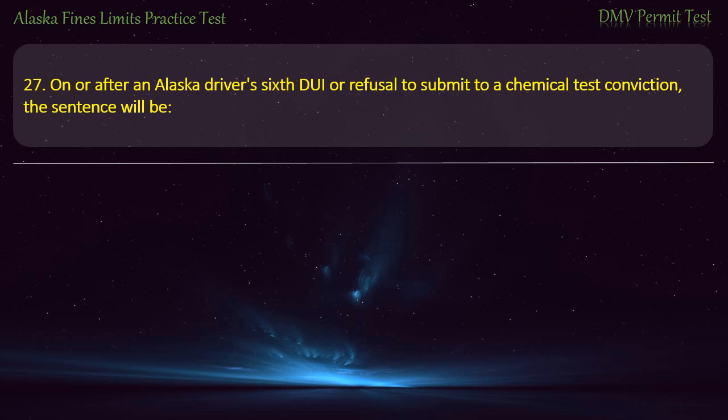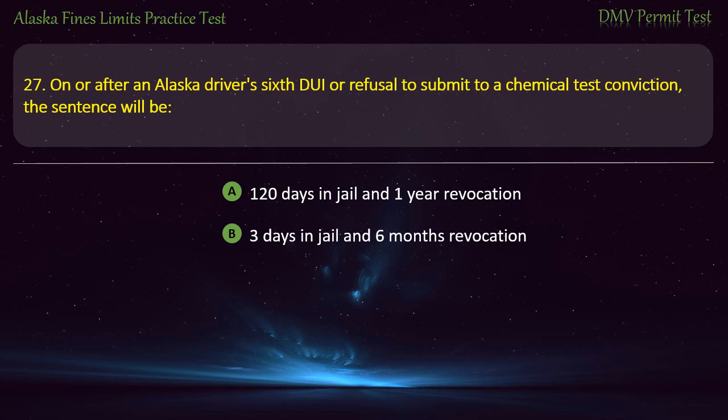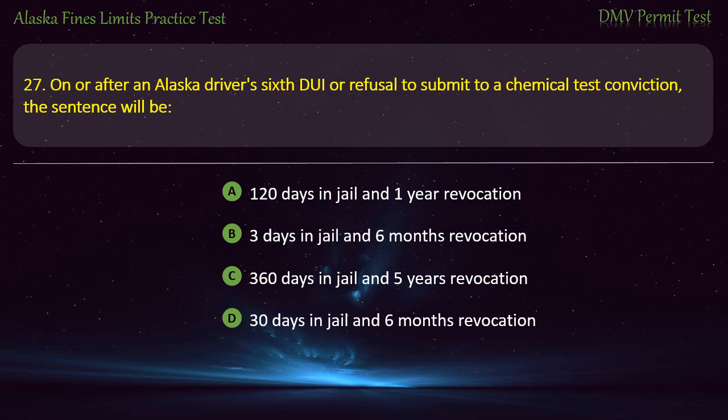Question 27. On or after an Alaska driver's 6th DUI or refusal to submit to a chemical test conviction, the sentence will be: 120 days in jail and 1 year revocation. 3 days in jail and 6 months revocation. 360 days in jail and 5 years revocation. 30 days in jail and 6 months revocation. Answer: 360 days in jail and 5 years revocation.